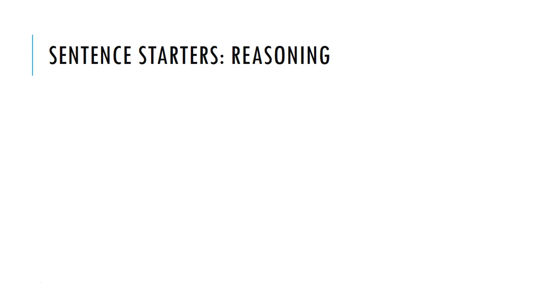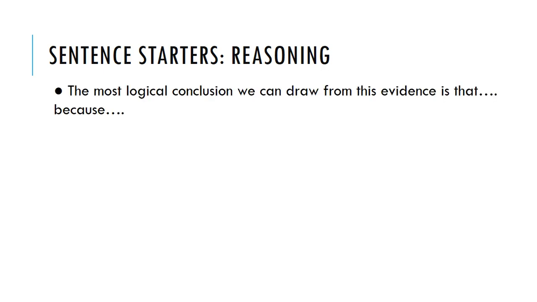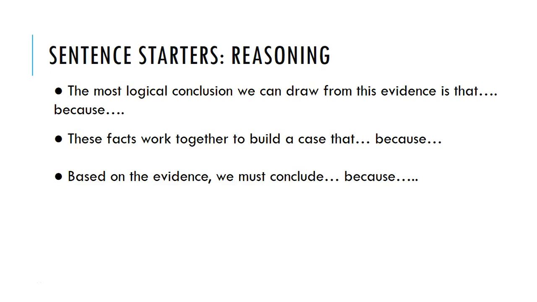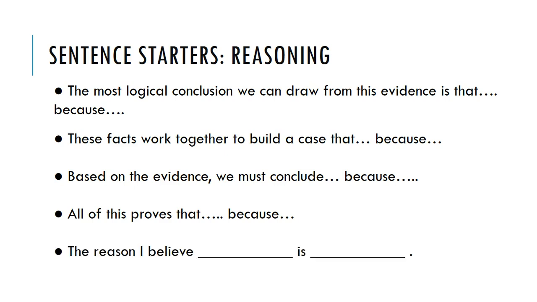Now let's talk about some reasoning sentence starters. So reasoning, if you remember, is the scientific principle that connects our evidence to our claim. You can say the most logical conclusion we can draw from the evidence is blank because of blank. These facts work together to build a case that blank because of blank. Based on evidence, we must conclude blank because of blank. All of this proves blank because of blank. And notice that we're always ending with because, since we want to connect our reasoning with our evidence and ultimately our claim. You can also say the reason I believe blank is because of blank.